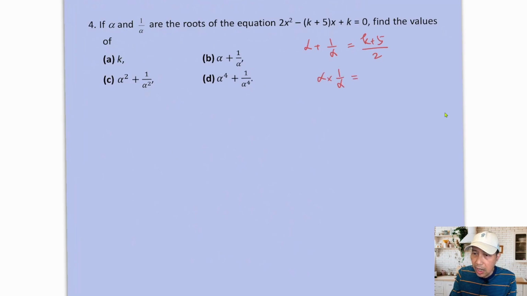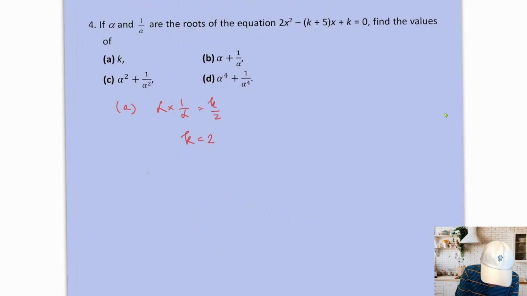Alpha times 1 over alpha is c over a. So we cancel the alpha, and we have the value of k. We express the answer here. We can replace k by 2 to update the equation. The equation is 2x squared minus 7x plus 2 equals 0.